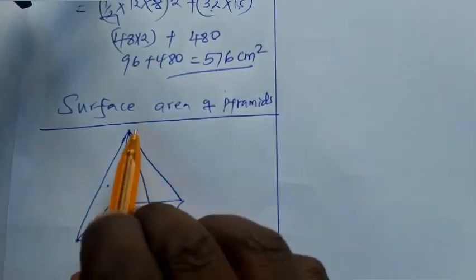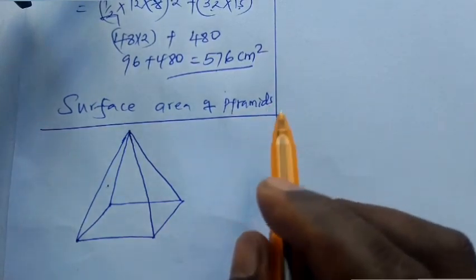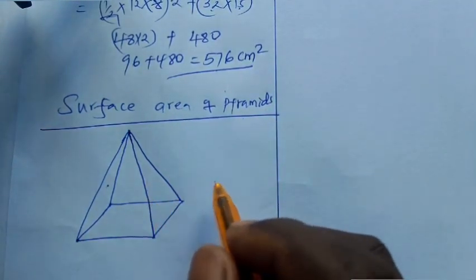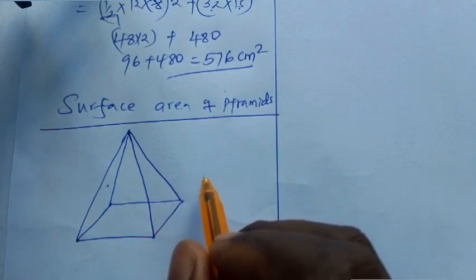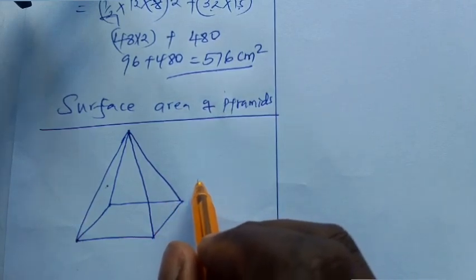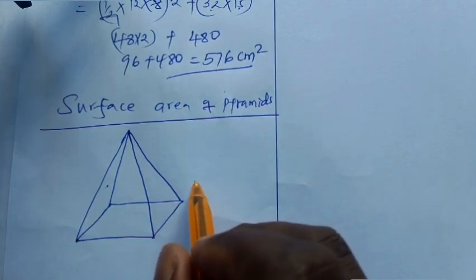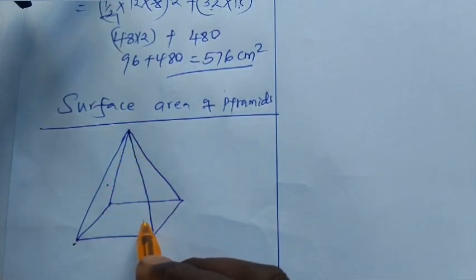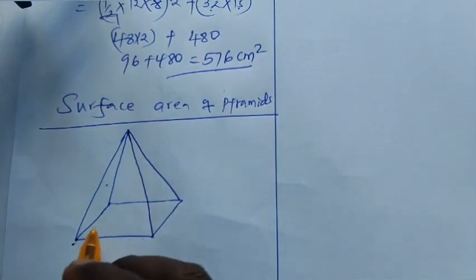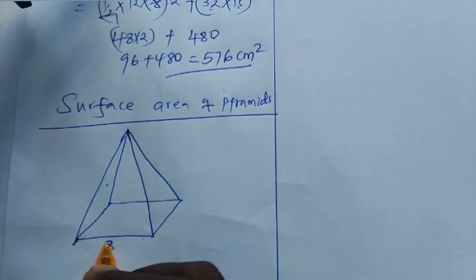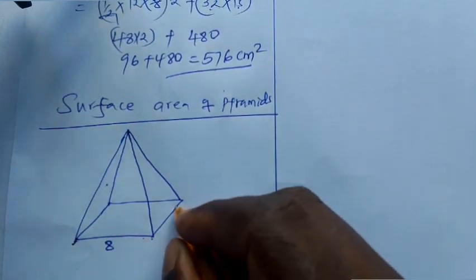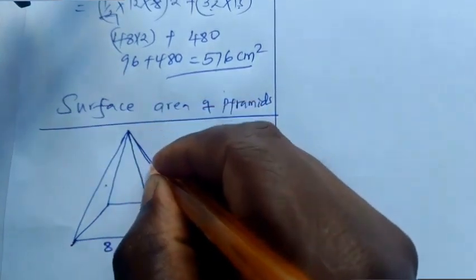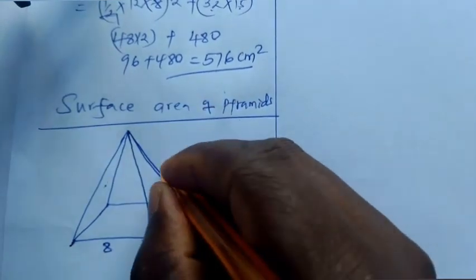Surface area of pyramids. We have 3 types of pyramids. We have a square-based pyramid, triangular-based pyramid, and a rectangular-based pyramid. Like this one is a rectangle, therefore it is called a rectangular-based pyramid. So if I give you the length from here up to here is 8, from here up to here is 6, and this edge here is 10 centimeters.